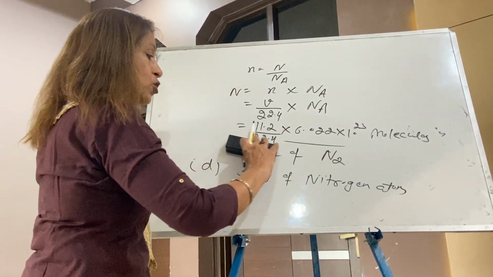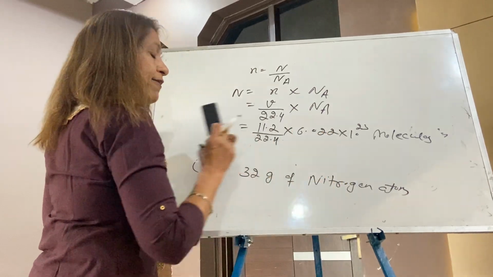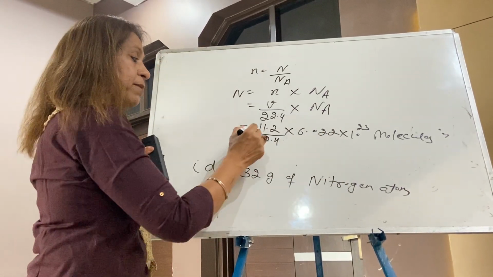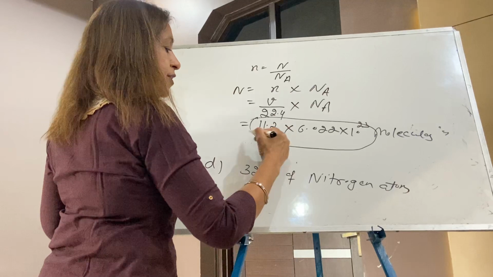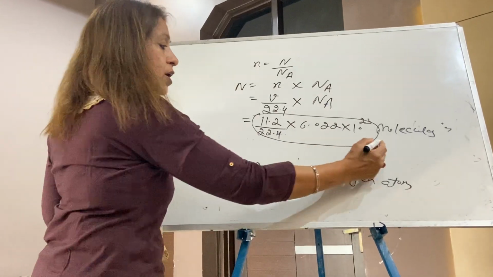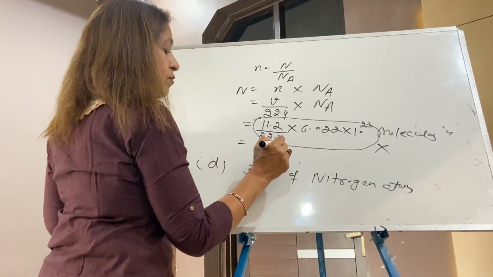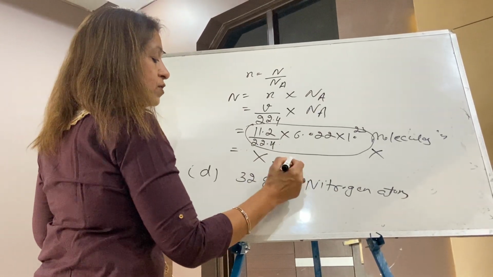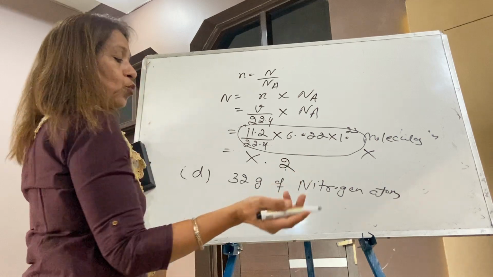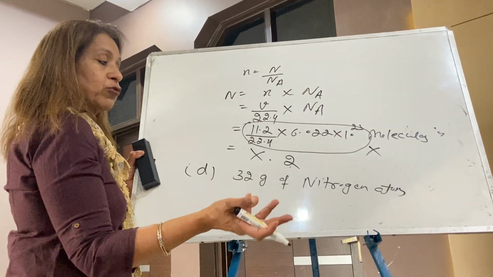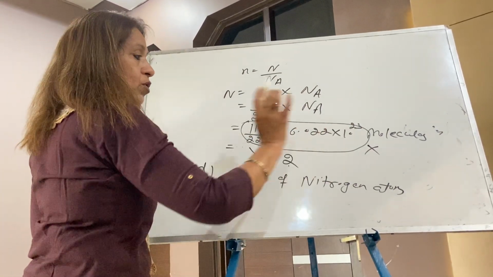You have calculated molecules. Now students, if the question comes to calculate atoms, the same thing applies. Suppose the answer is X. What will you do? You will multiply X by 2, because in nitrogen there are 2 atoms in each molecule.